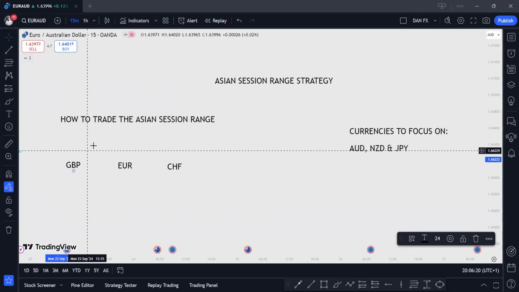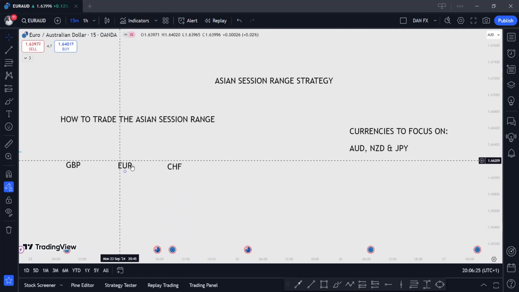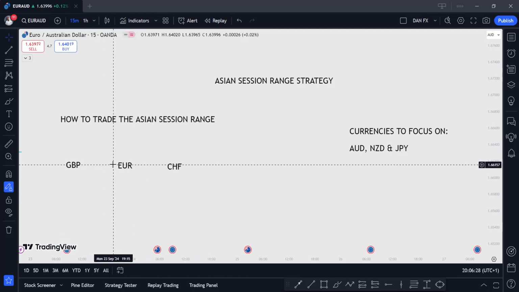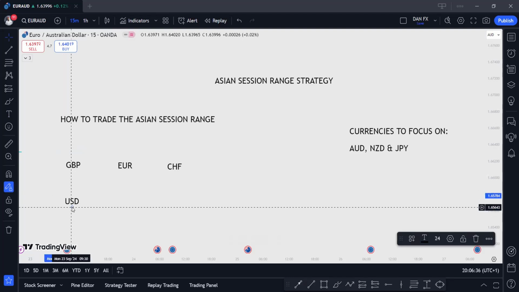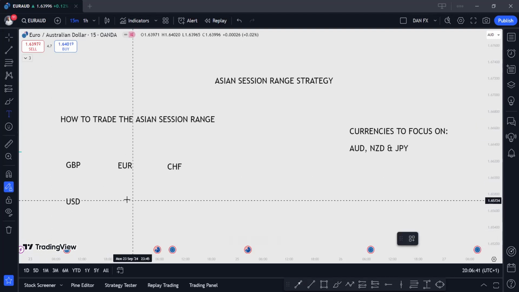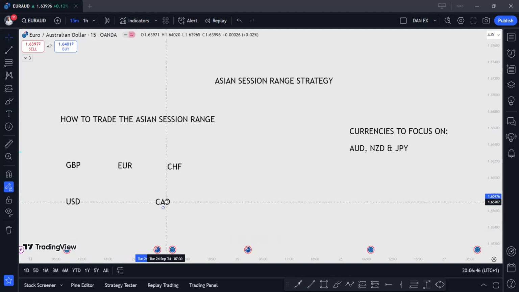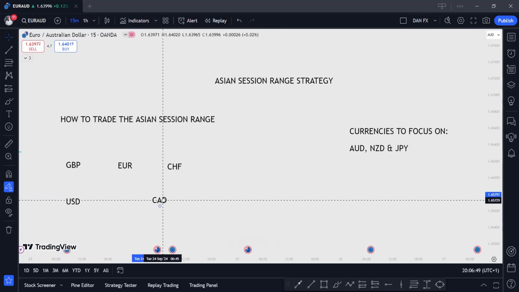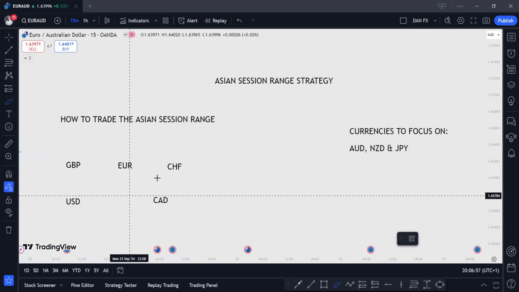Now we know that what we trade here in Forex is not just currencies, we trade currency pairs. So they're basically two currencies joined together, right? So if you have something that has USD in it, you can most likely expect this USD to move during New York session. If you have something that has CAD in it, you can expect it to move during US session, that's during New York session. All right. So anything that has GBP, Euro, and CHF in it is going to move during the London session. Anything that has USD and CAD in it is going to move during New York session.